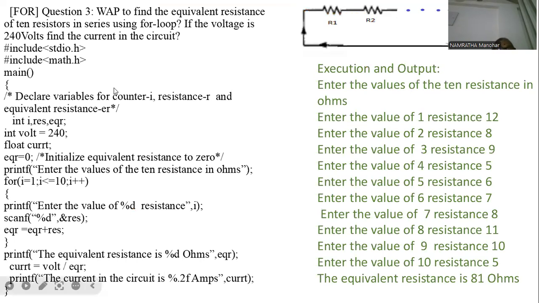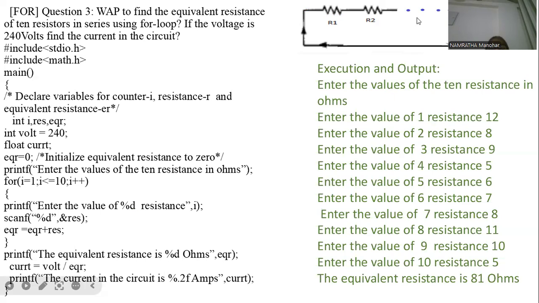Now we'll see a practical example. Write a program to find the equivalent resistance of 10 resistors in series using a for loop. If the voltage is 240 volts, find the current in the circuit. Now this is an electrical circuit wherein you have, say, 10 resistors.